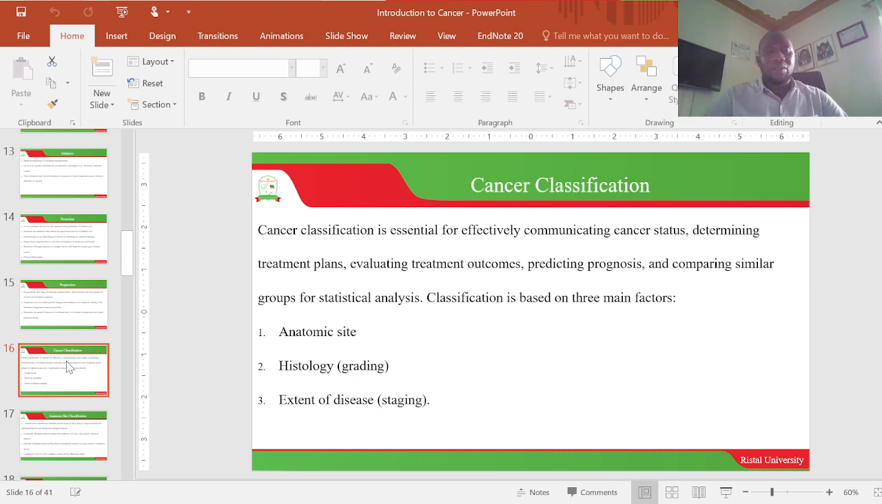So cancers can be classified in different ways, but most importantly, cancer classification is very important in communicating what the cancer is all about. As we shall see, we have different ways of classifying, that is, classification based on the anatomic site, histology, and the extent of the disease. This classification is very important because it communicates issues to do with prognosis, treatment options, and also evaluating treatment outcomes, whether the cancer is being contained or it is getting out of hand and not responding to treatment. So this classification gives us that idea about cancers.